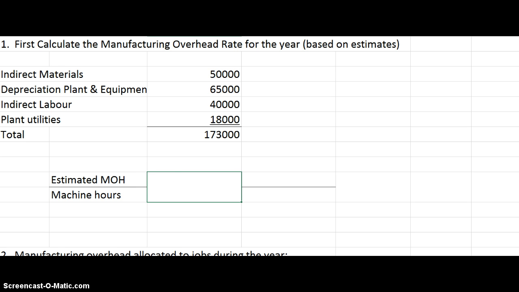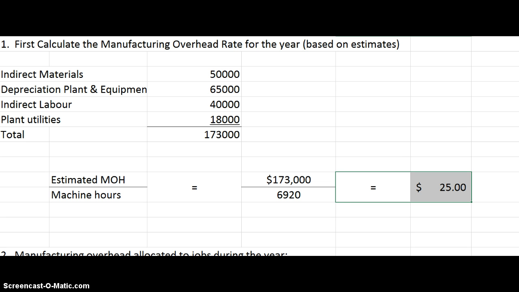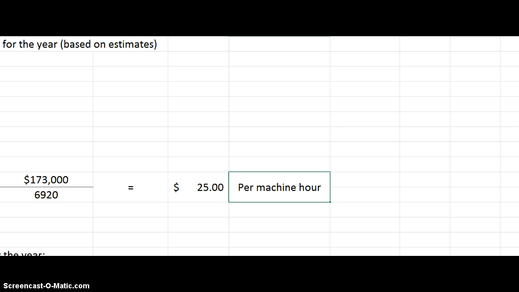And so when we do that, we'll have our 173,000 estimate divided by the 6,920 hours they believe they will run their machine during the year to give us our rate. So 25 bucks. That's what we think we should allocate per machine hour. All right.